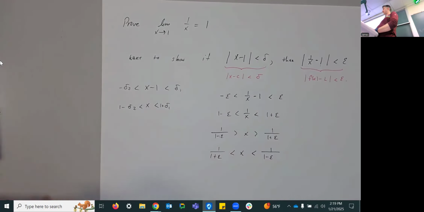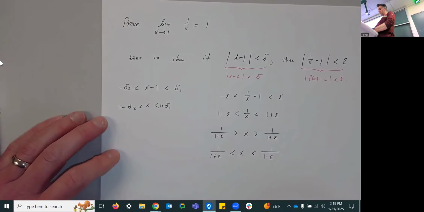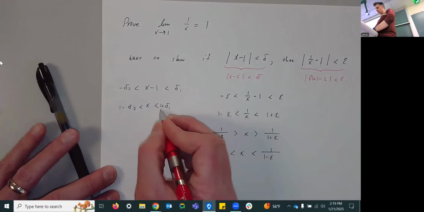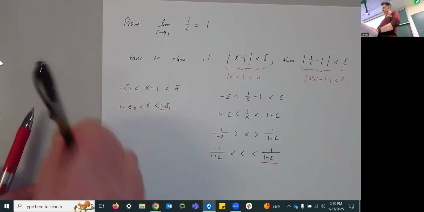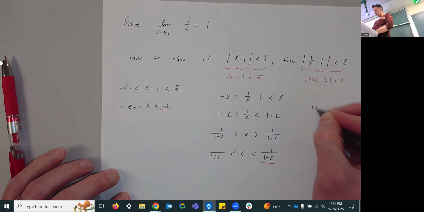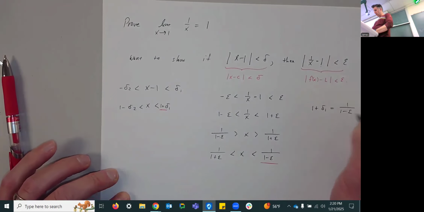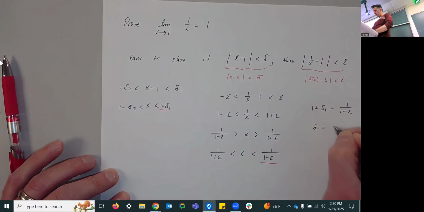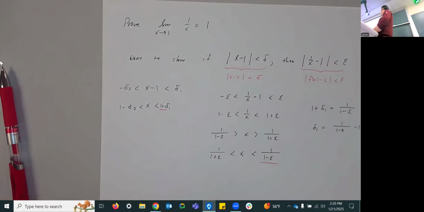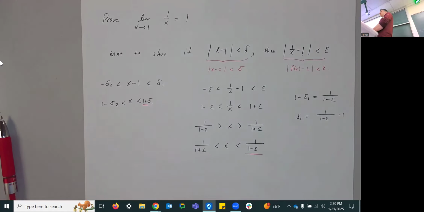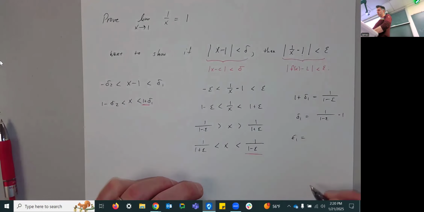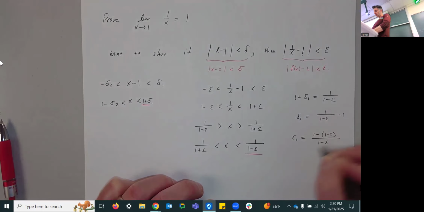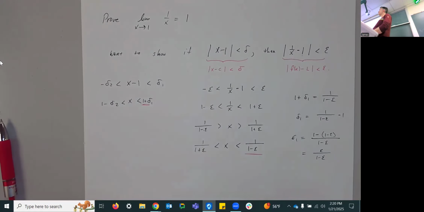And then we can go about the process of solving for delta 1 and delta 2. So let's see here. Setting the positive sides of the inequality equal to each other, we get 1 plus delta 1 equal to 1 over 1 minus epsilon, or in other words, delta 1 equals 1 over 1 minus epsilon, minus 1. Sorry. I suppose if you wanted a common denominator, which I really don't, you could say delta 1 was equal to 1 minus epsilon all over 1 minus epsilon, which becomes just epsilon over 1 minus epsilon. Not what I'm looking for, but okay.